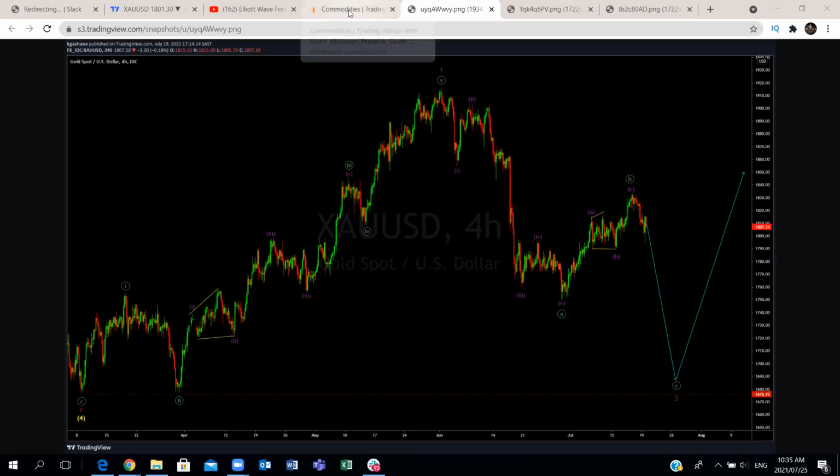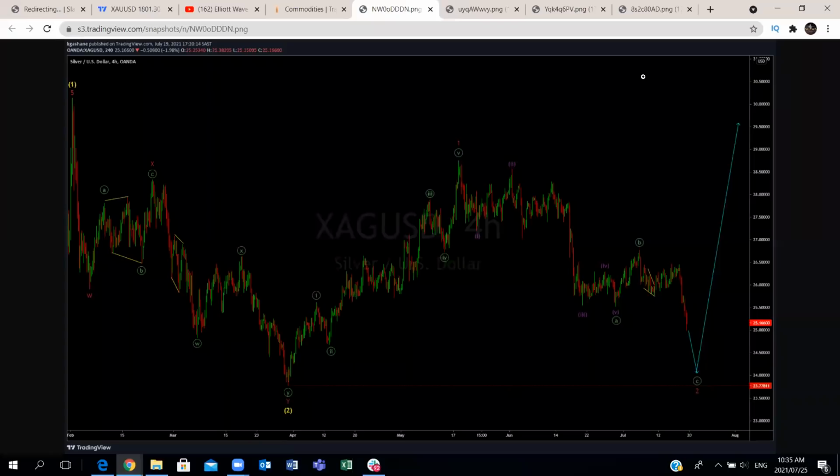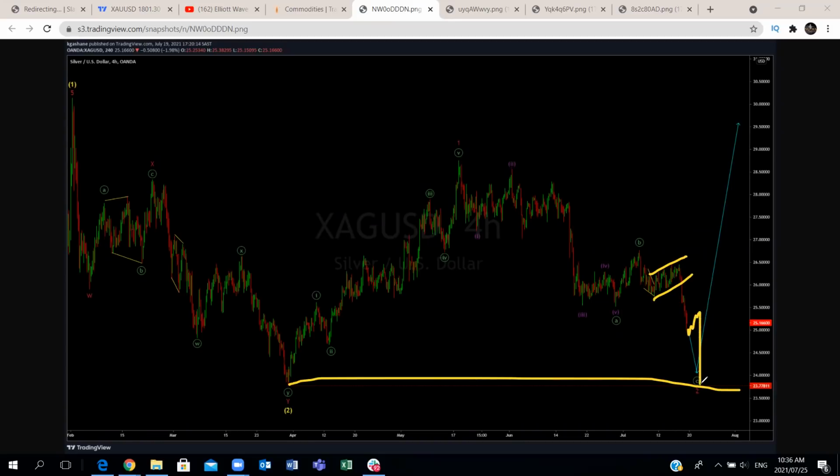Let's go to silver. Silver looking for more downside. This is an invalidation level if we're going to push to the upside, but it looks very likely that we're going to continue to the downside on silver. We took the trade here on silver, forecast with a target here 2 weeks ago. So we are still continuing to the downside. We are pulling back here. We're going to see silver continue to the downside.